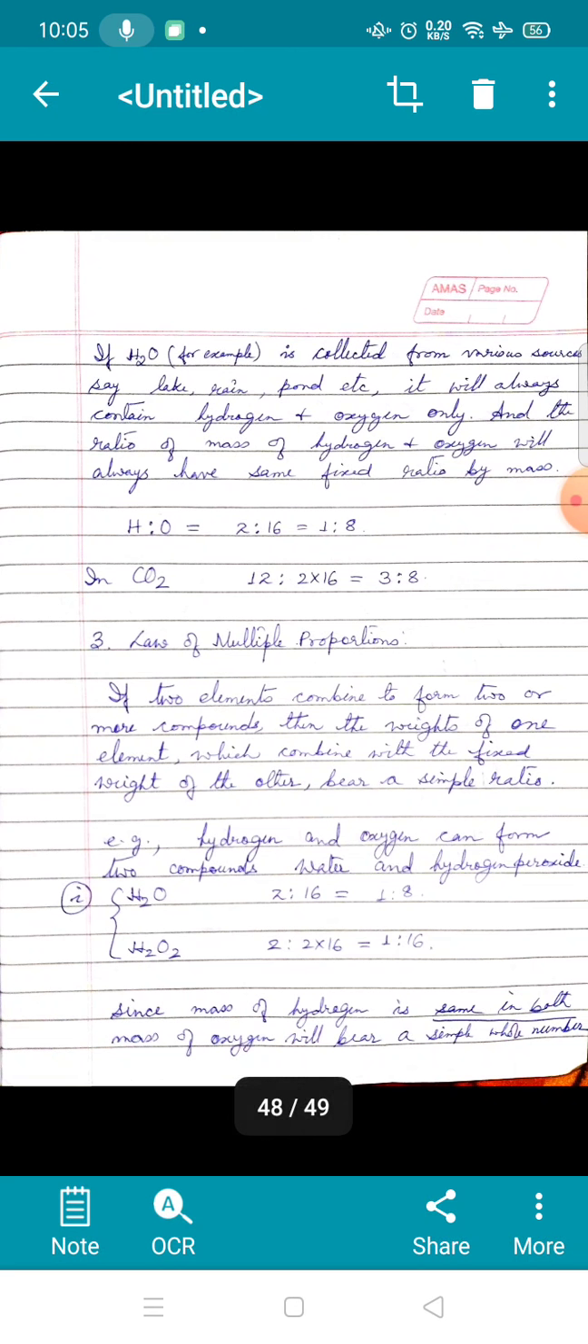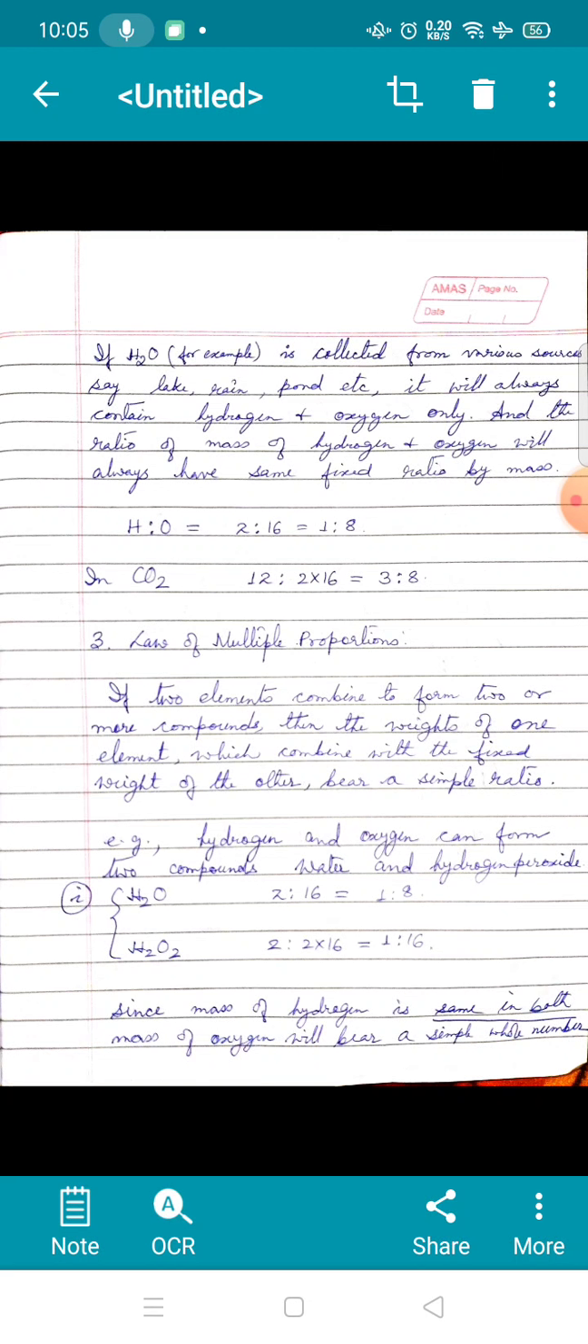Then we move to the third law, the law of multiple proportions. If two elements combine to form two or more compounds, remember, the same two elements have to form at least two compounds. That is the criterion. Then the weights of one element which combine with a fixed weight of the other bear a simple ratio.